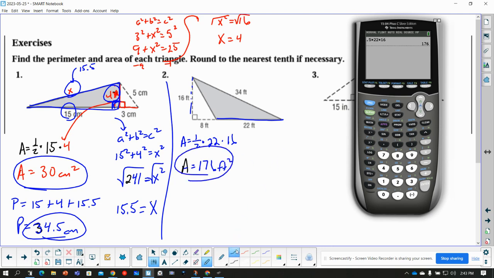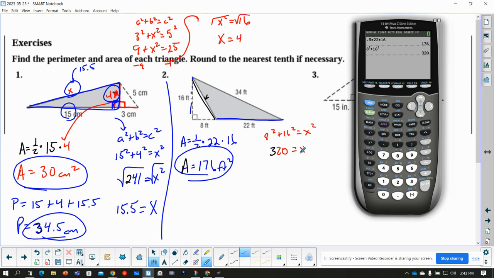Now I need to find my perimeter. Perimeter, I'm missing a side. Oh, this book is making me frustrated. All right, so we're going to do the Pythagorean theorem again. Go back to my red ink here. 8 squared plus 16 squared is this missing side. So 8 squared plus 16 squared equals that missing side. 8 squared plus 16 squared is 320. I actually did one that had this exact same number a little while ago.